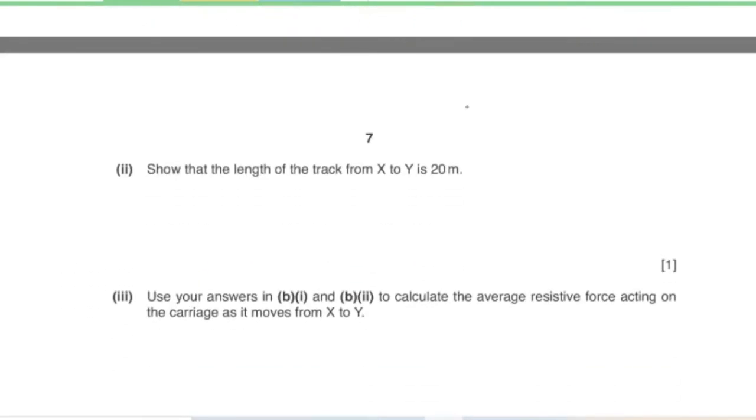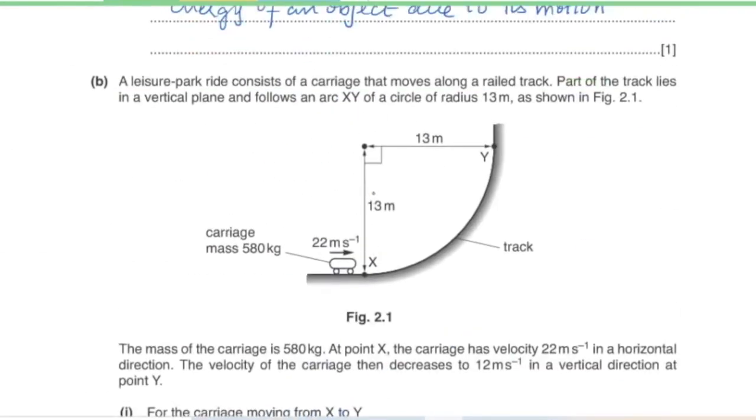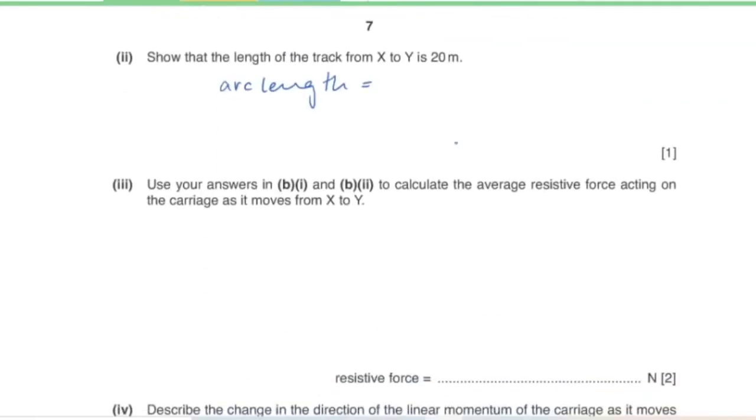So this is something which math students would know, and that is that arc length is equal to this angle over here, which is 90 degrees, but it has to be taken in radians, multiplied by the radius of the circle, which is 13 meters. So 90 degrees is equal to pi by 2 in radians, multiplied by the radius of the circular track, which is 13 meters, and hence we have the arc length as 20.42, which is also approximately 20 meters.